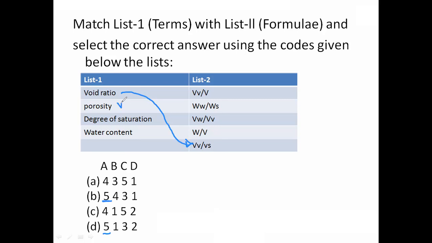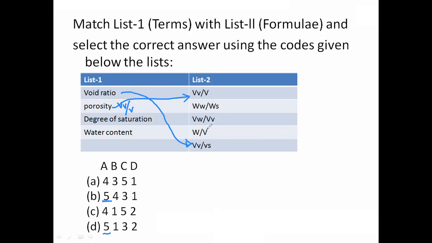Porosity. What is the porosity? Porosity is nothing but Vv divided by V. So I will go with option 2. Okay, so porosity, sorry. What is porosity and what is the degree of saturation? Porosity is nothing but volume of voids divided by total volume. So for the second one, let me confirm that one.